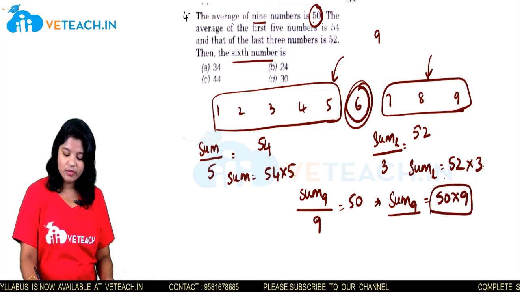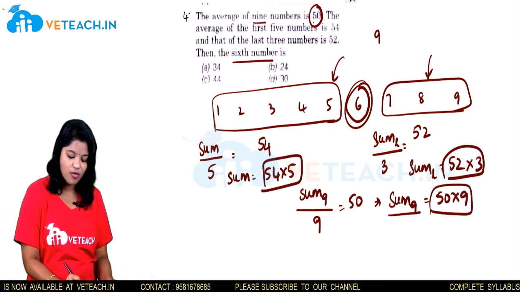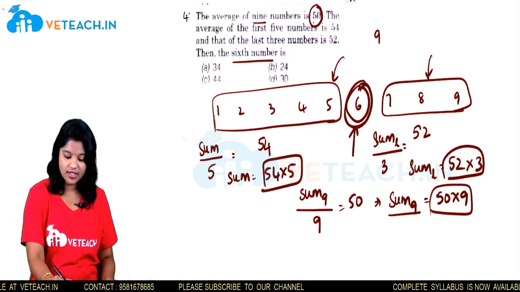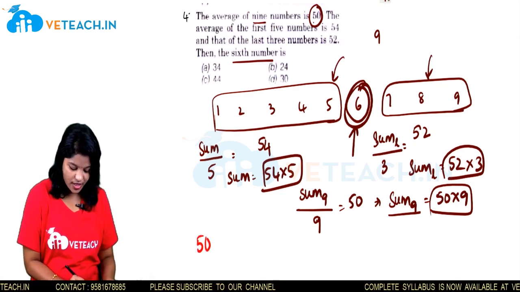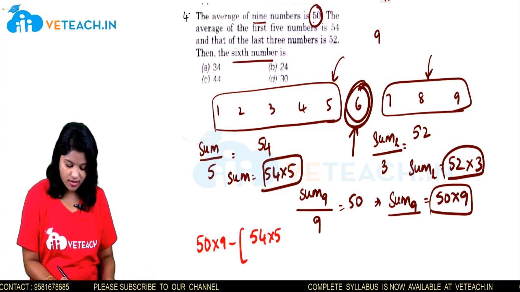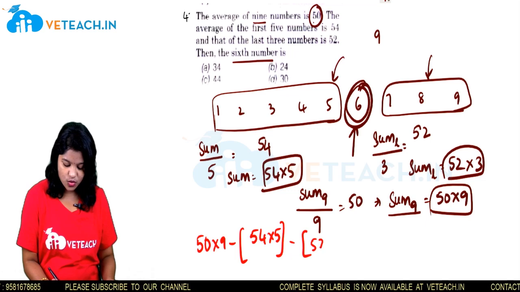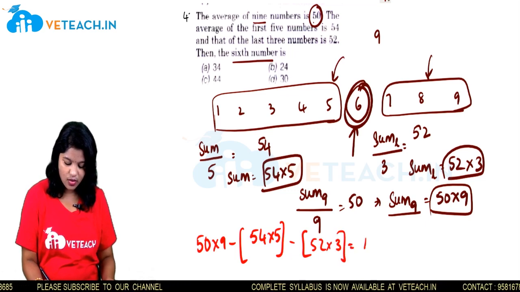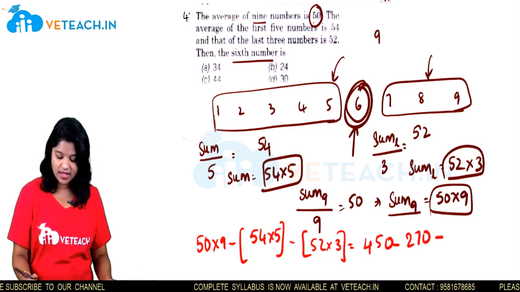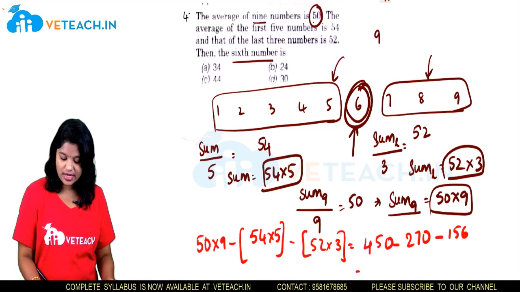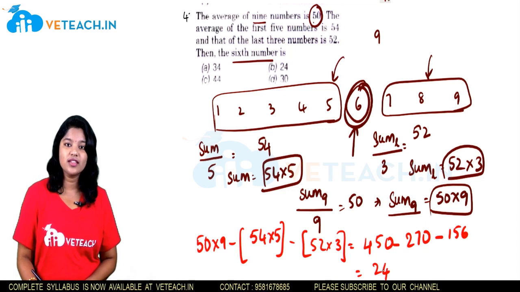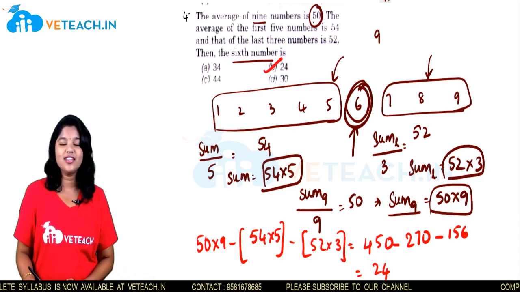So from this total sum, I am subtracting the sum of the last 3 numbers and the sum of the first 5 numbers. Then automatically I will get the 6th number. So let us do it. 50 into 9 minus 54 into 5 minus 52 into 3 equals 450 minus 270 minus 156. So that is equal to 24. So the 6th number which we require is nothing but 24. So option B is our correct answer.